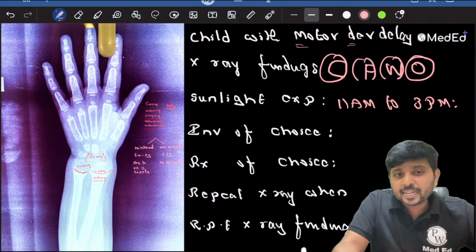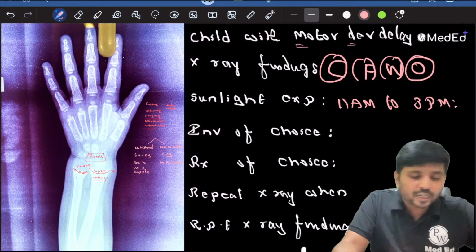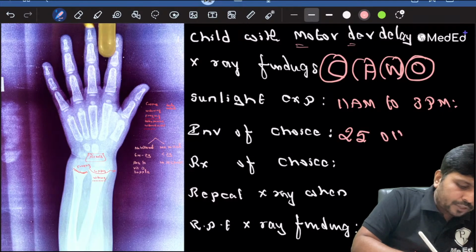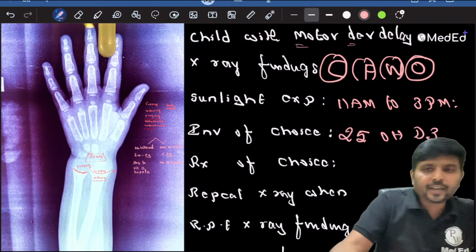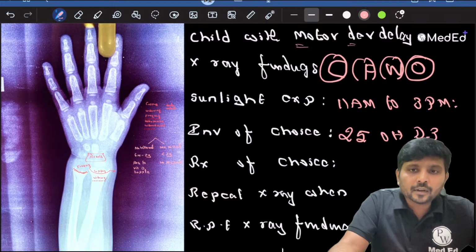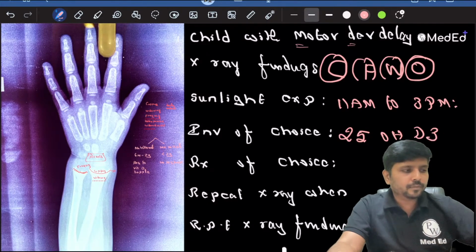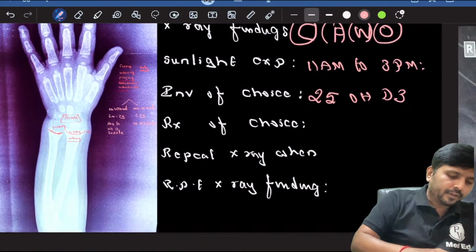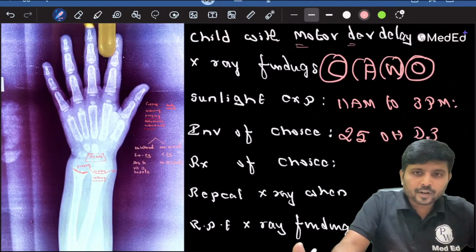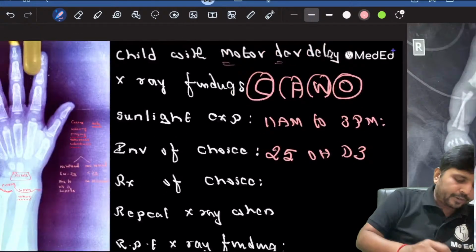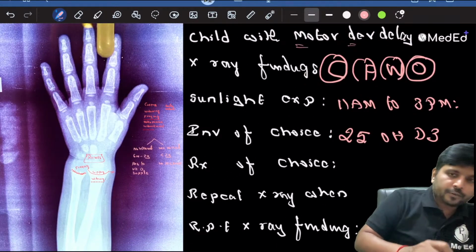What is the investigation of choice for nutritional rickets? The investigation of choice is 25 OH-D3, 25 hydroxy vitamin D3, which is the storage form in the liver. Okay, what is the treatment of choice? So old treatment, new treatment. So what is the treatment of choice?